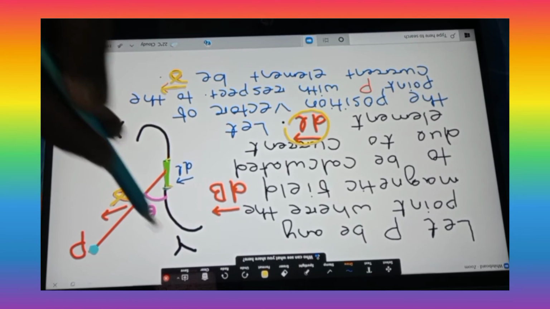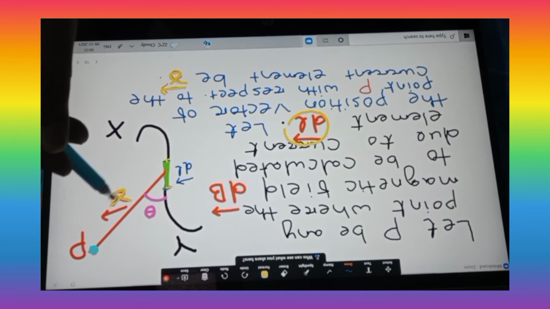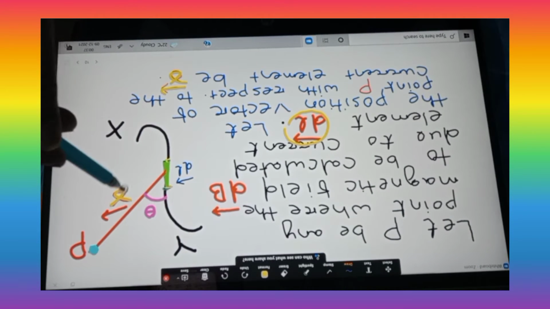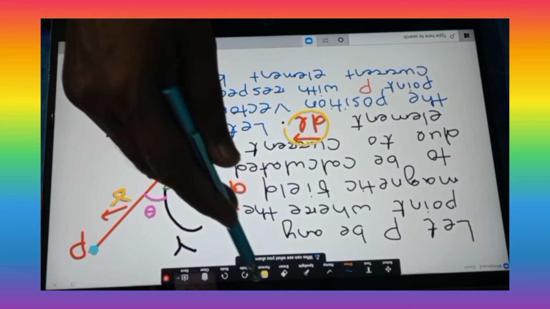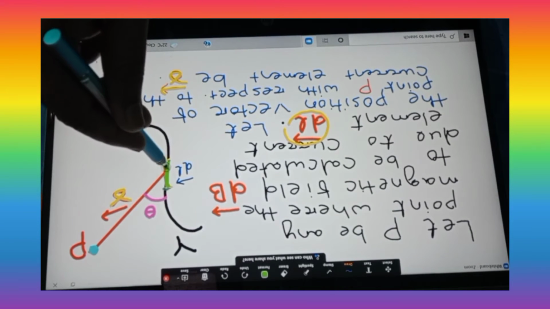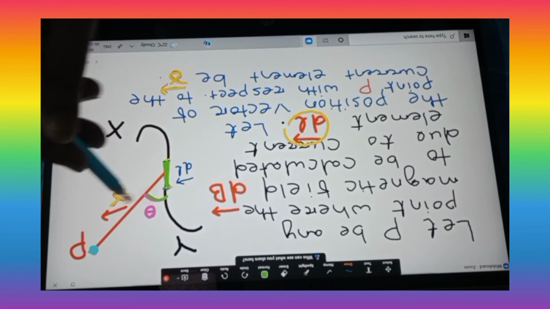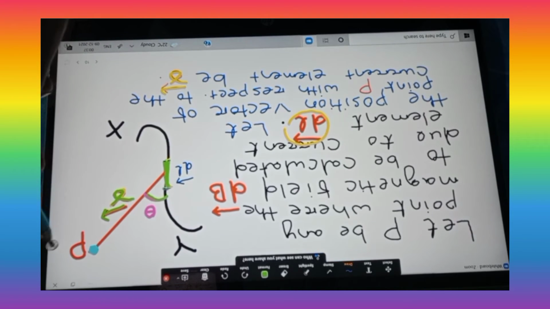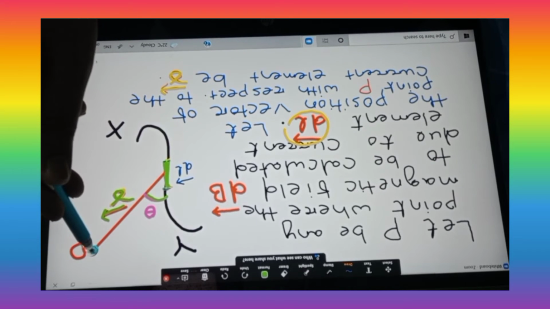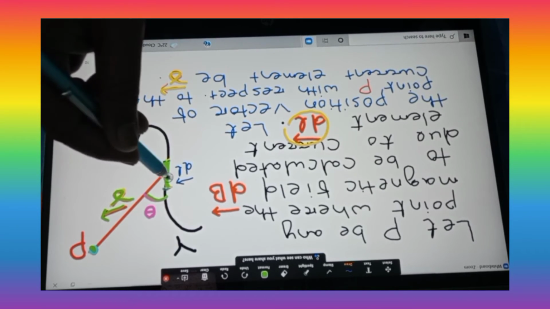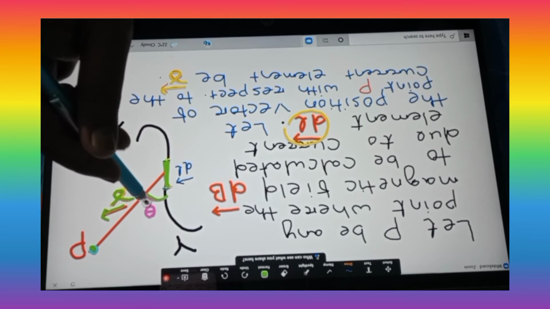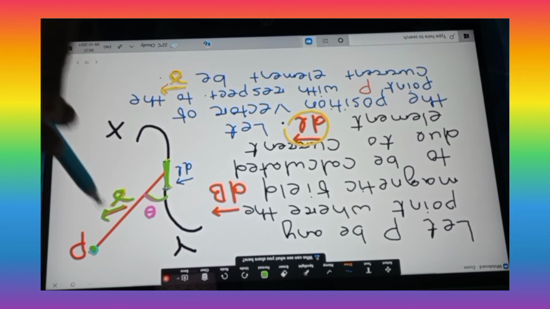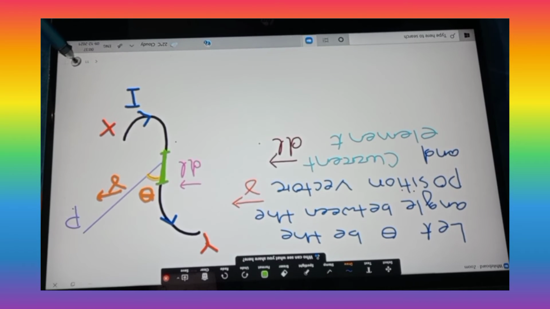Understand? And here you see, theta is the angle between the position vector r and the current element dl at the point P. So here we have to find out the magnetic field at the position P due to the current element dl, and theta is the angle between the position vector r and the current element dl.